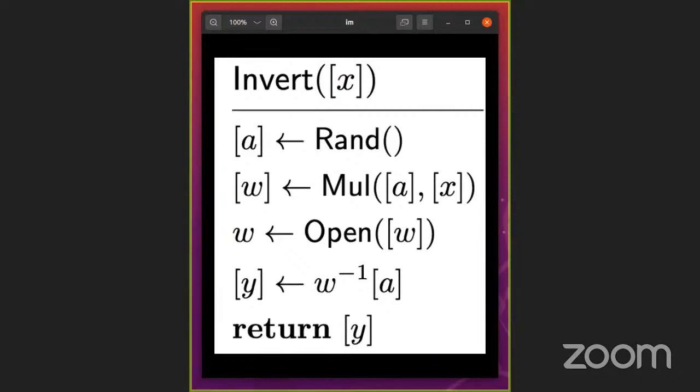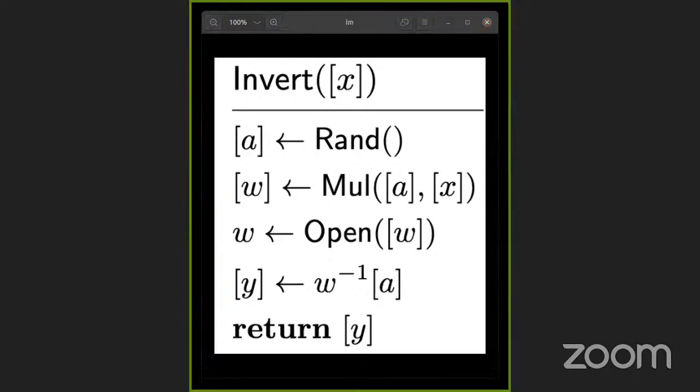By the way, this algorithm also checks if x is actually 0. I mean, if additively shared x is 0. So the thing is, you need to assume that the field is large enough and that rand actually outputs a randomly shared random element. And then you don't have this issue. But you need to assume that the field is large. Right. Okay. Yeah, that makes sense. All right. Yeah. Thank you.